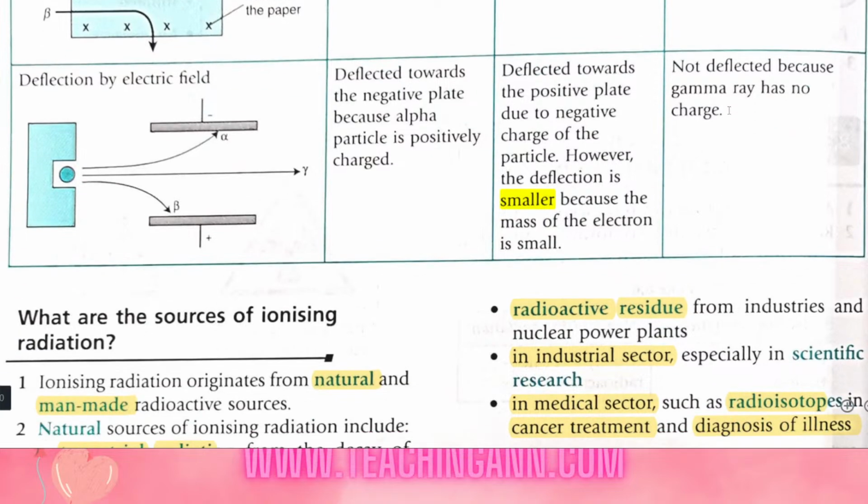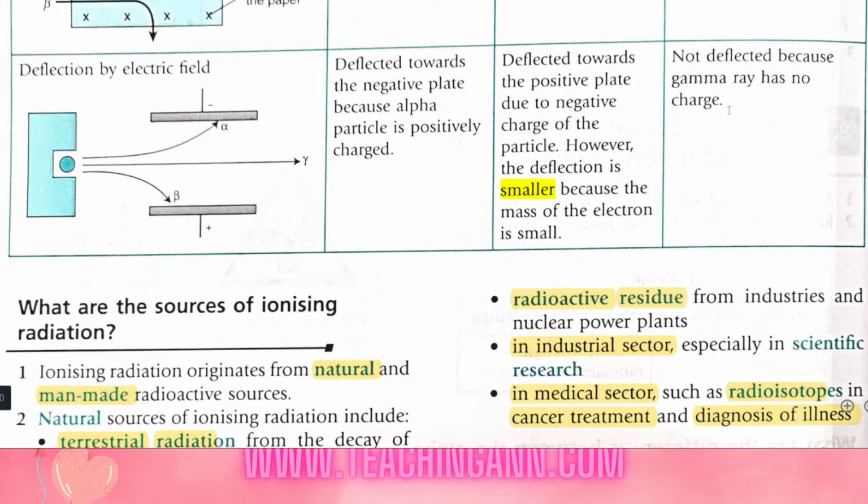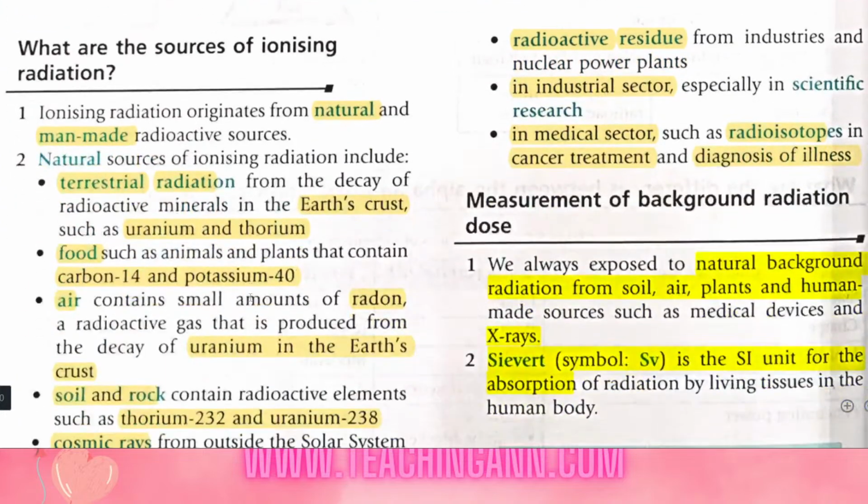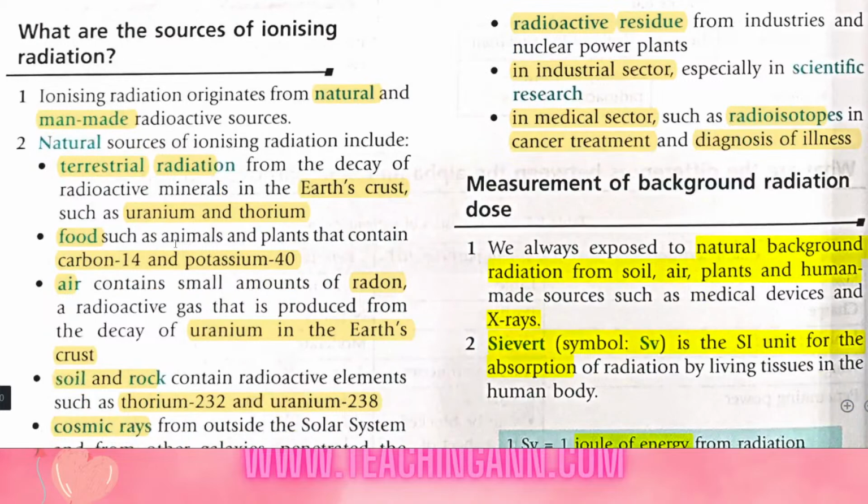So gamma ray is not deflected. Okay, not deflected, what does that mean? No turning. Not deflected. Okay. Positively charged, what does that mean? Positively charged. Is positive plus or minus? Plus. Now, what are the sources of ionizing radiation?